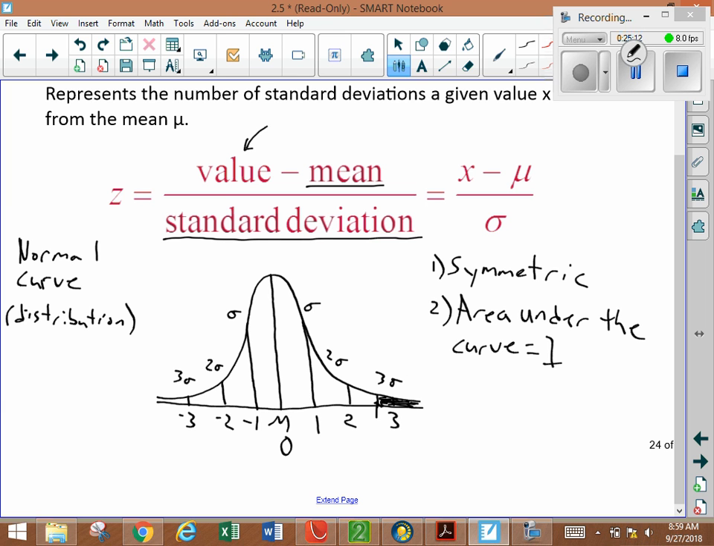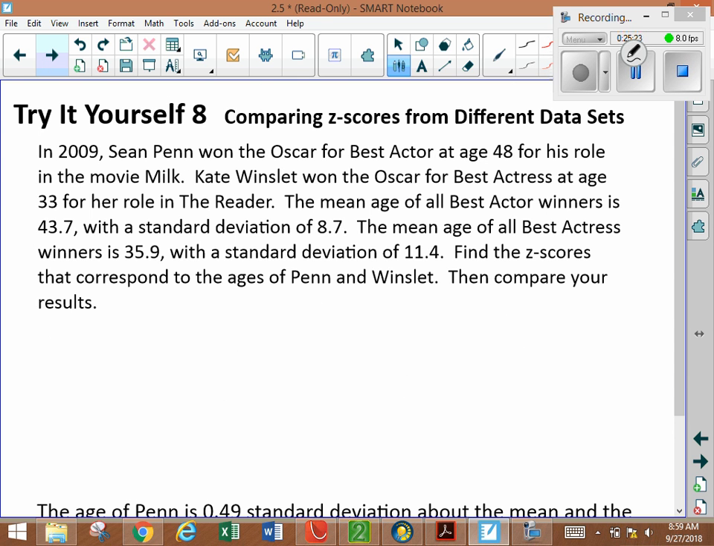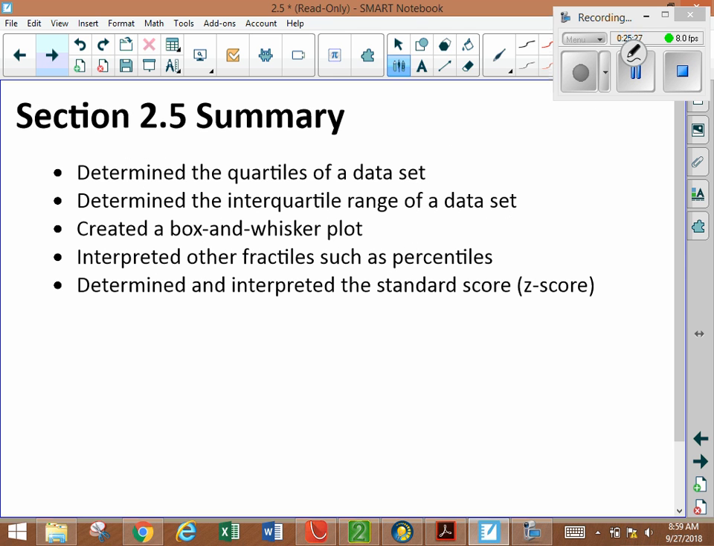And that's kind of where we're headed with this. We have compared. All right, y'all, we did it. Completed. Not just 2.5, but chapter 2 is done and dusted.